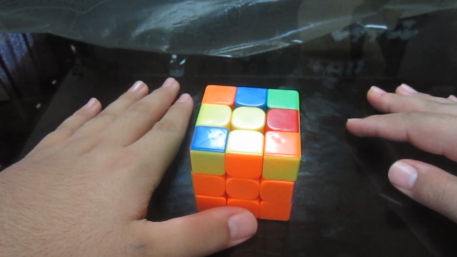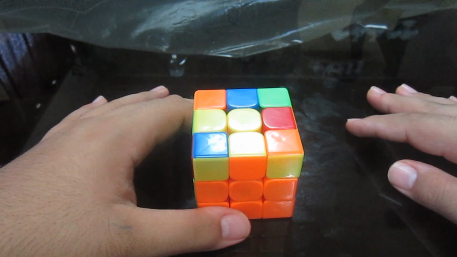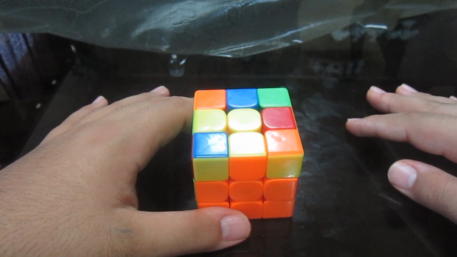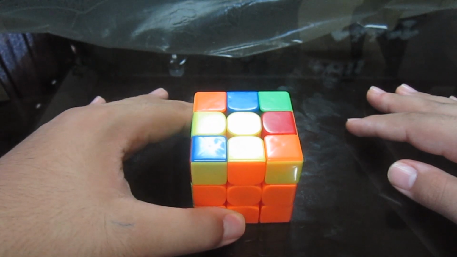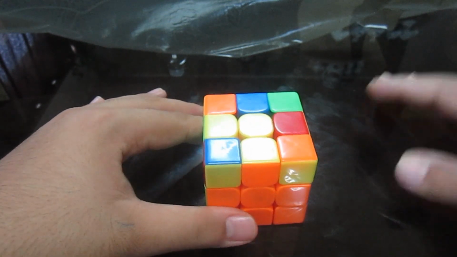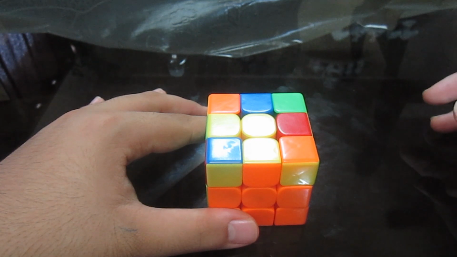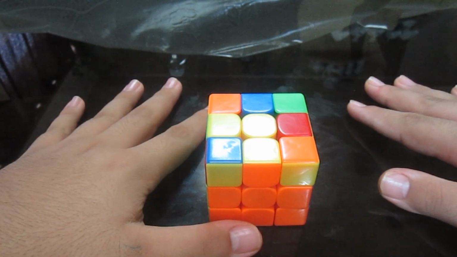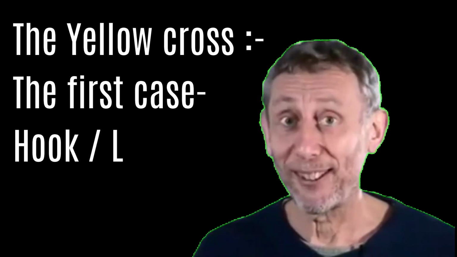Hey guys, this is Zeus Cubing here, and today I'm gonna teach you the third layer of the Rubik's Cube. I would recommend you to be prepared with somewhere to write down the algorithms because this layer in total consists of 6 algorithms. Don't worry, it'll be easy to remember. So let's begin.